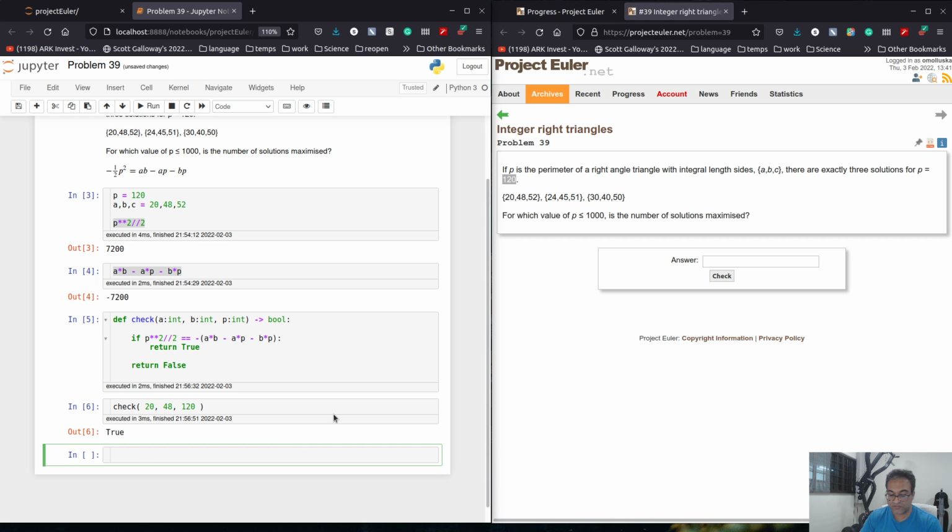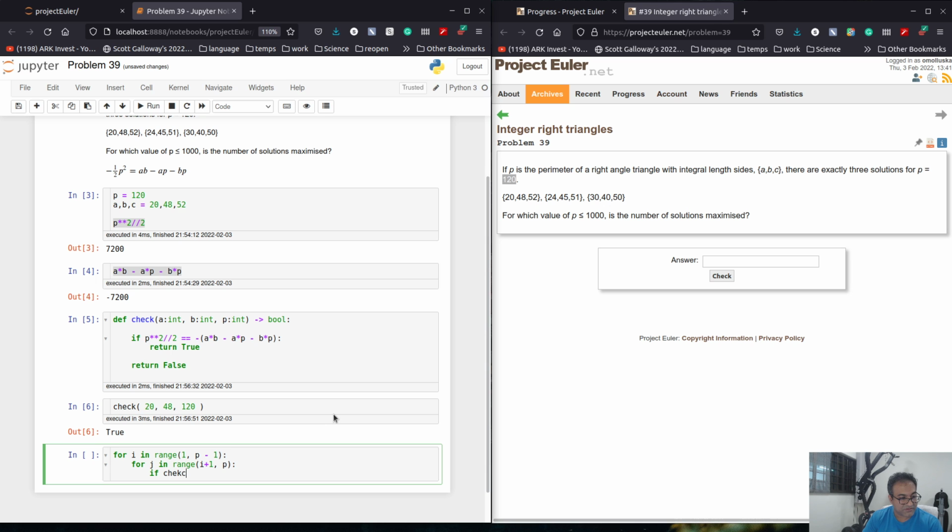Okay, so let's see. For i in range, it has to start with 1 and needs to go up to p minus 1. For j in range i plus 1, so two things cannot be the same number, otherwise there's square root involved, so that's why it's i plus 1 all the way to p, and that's it, right?